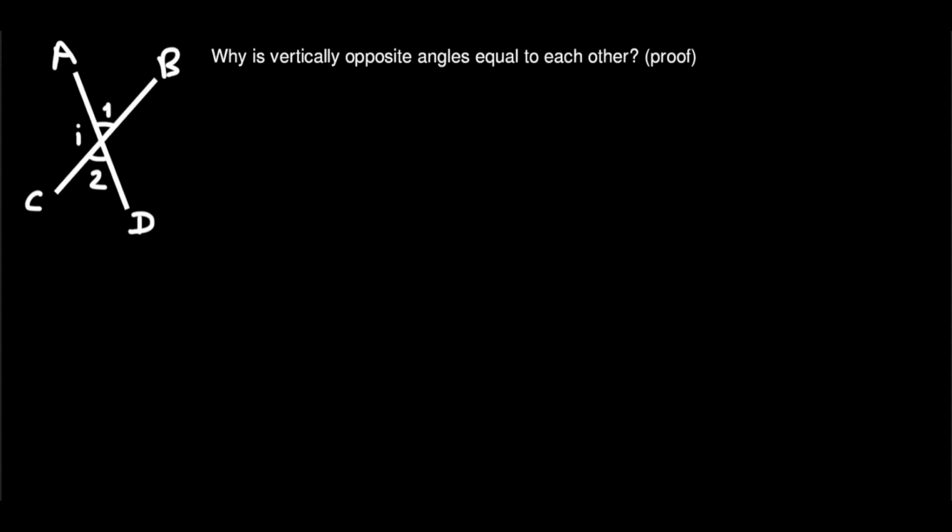So in this video I'm gonna show you why vertically opposite angles are equal to each other. I am also gonna provide you proof. But first things first, I need you to understand something in order to fully understand what I'm gonna say about this proof afterward.